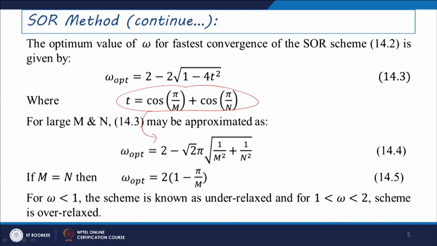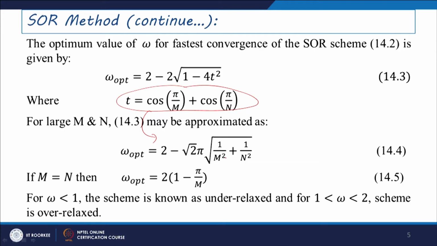And if we consider the grid spaces or grid sizes to be equal, and the total length is also equal, m equals n, then we can write this as 2 by m square. So, 2 by m square means square root of 2 by m, so square root 2 into 2. That is why it gives you 2 pi by m, and if I take 2 common here, I can write 1 minus pi by m.